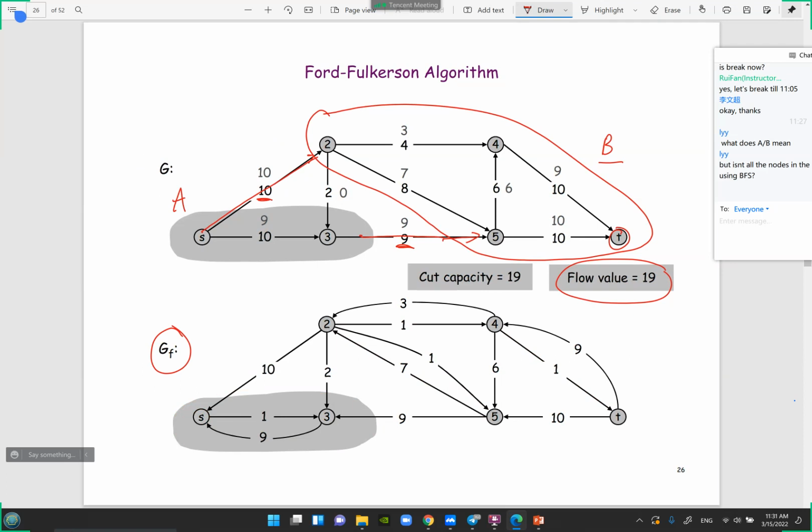Okay, any questions? If you use DFS, yeah, the algorithm also works, right? So you can use any pathfinding algorithm because all you're trying to do is go from S to T. Okay, as long as you can find a path using any algorithm, okay, then you can augment on that path.